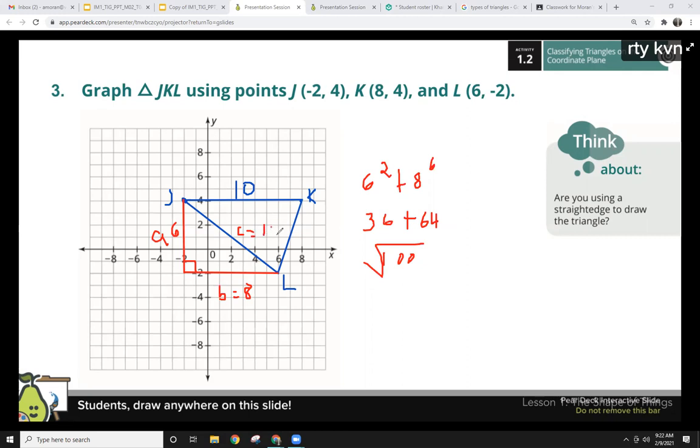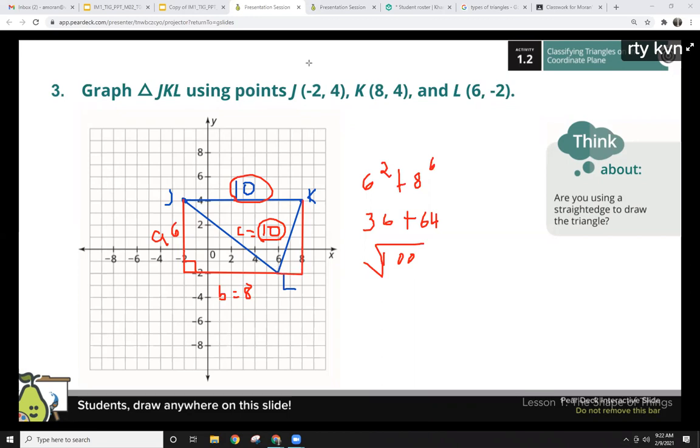So we have two sides that are the same so far. If you have two sides that are the same, what type of triangle is this? Now let's find out this side. It doesn't look like this is going to be a 10, but let's go ahead and figure it out. Might as well. So again, we'll draw a right triangle.